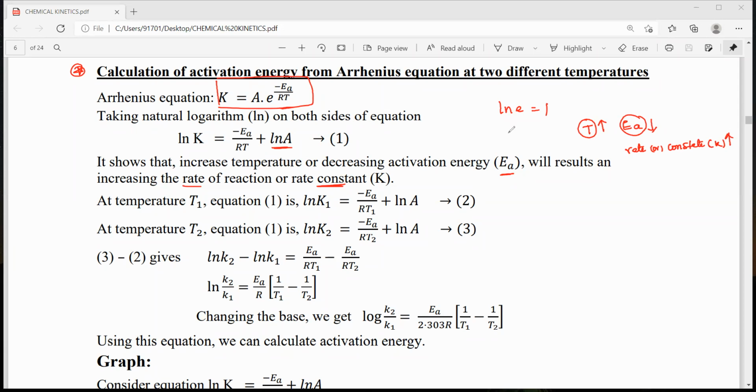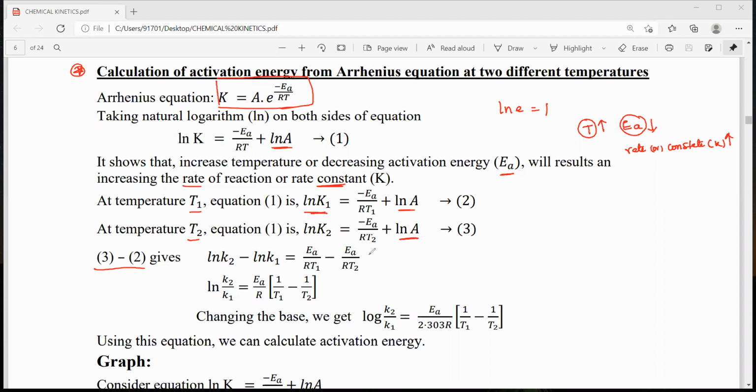Now apply the above equation at different temperatures. At T1 temperature, the rate constant is k1, then ln k1 is equal to minus Ea by RT1 plus ln A. And at T2 temperature, ln k2 is equal to minus Ea by RT2 plus ln A. These are equation 1 and equation 2. Just do equation 2 minus 1. Then ln k2 minus ln k1 is equal to Ea by RT1 minus Ea by RT2.